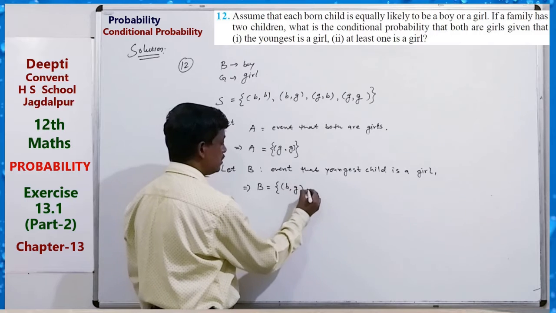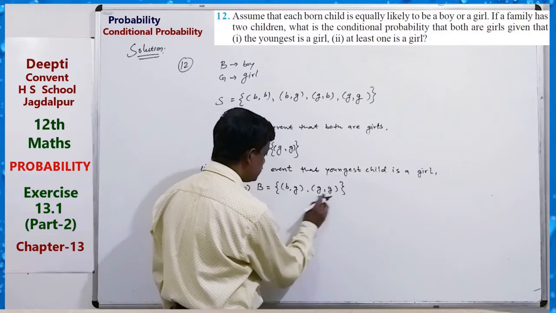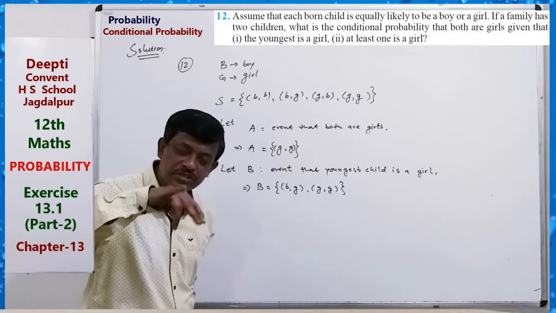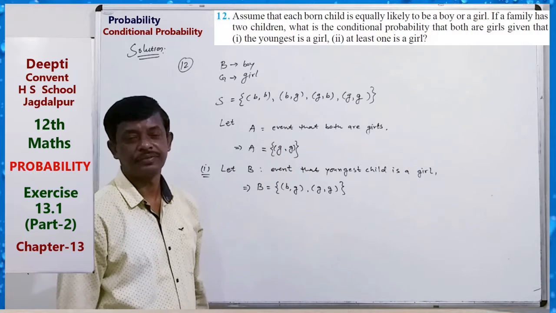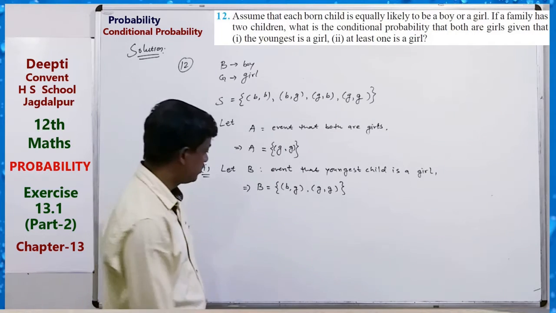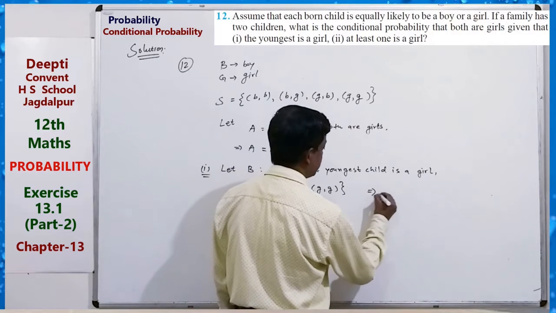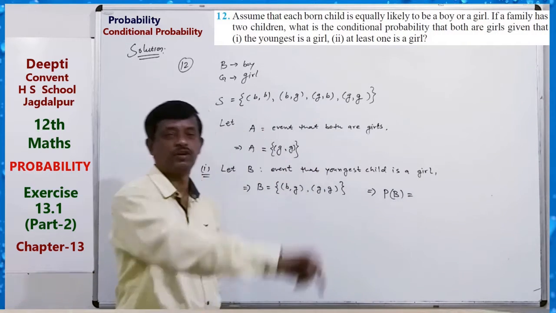BG and GG. This girl, second position for youngest child. Okay. Now we have to find the probability of B. Here, the probability of B is required for our required probability.